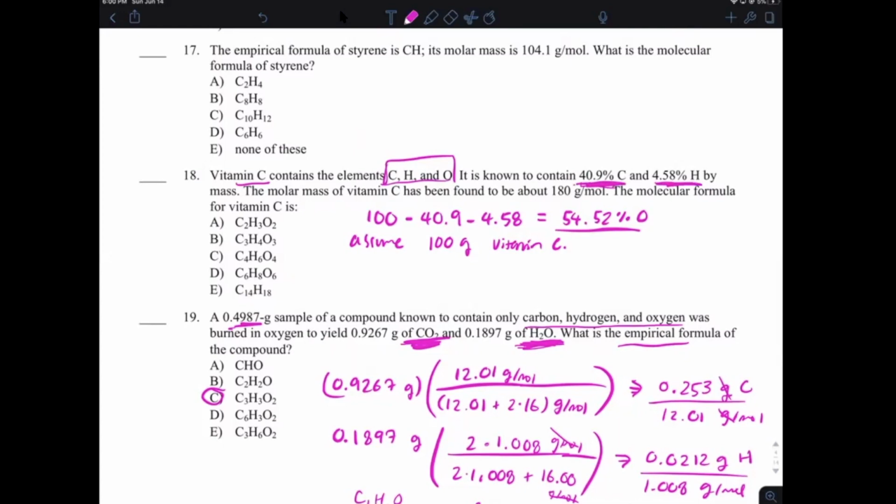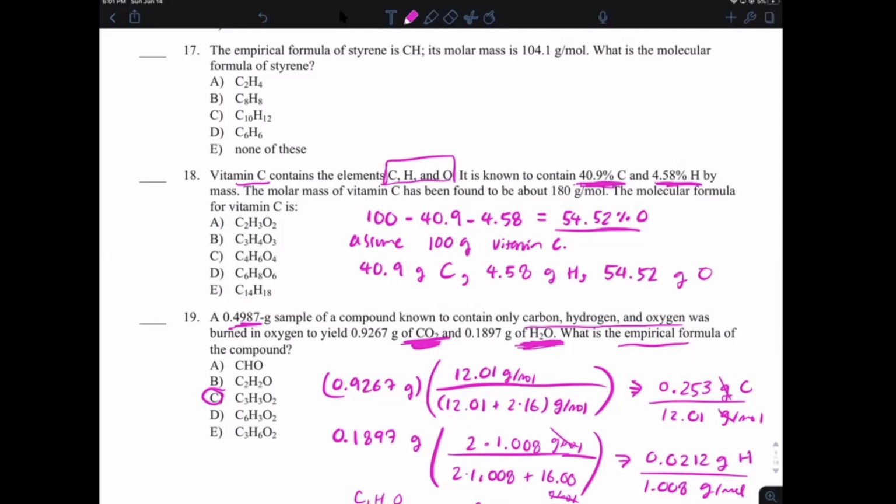So yeah, right, so 40.9 grams carbon. Just the same as the percentage. So 4.58 grams hydrogen, and then 54.52 grams of oxygen. All right, cool.